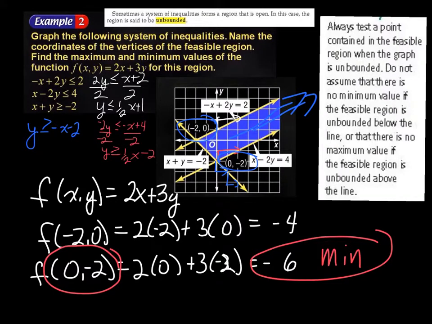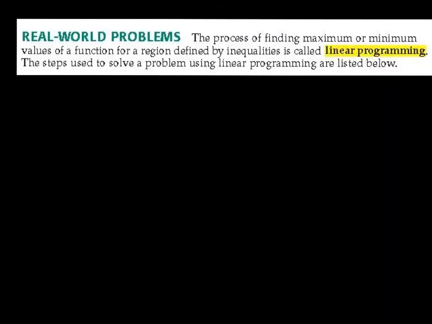You cannot just assume that the lowest value on the graph will be the minimum or the highest will be the maximum. Always test a point contained in the feasible region when the graph is unbounded. We tested 2 points and we found the lowest we could go was negative 6. The process of finding maximum or minimum values of a function for a region defined by inequalities is called linear programming. The steps to use to solve a problem using linear programming are listed below.